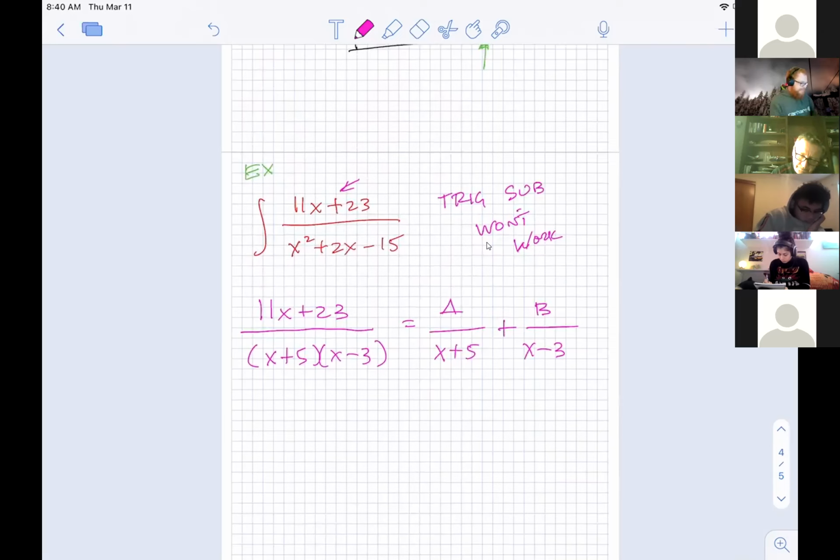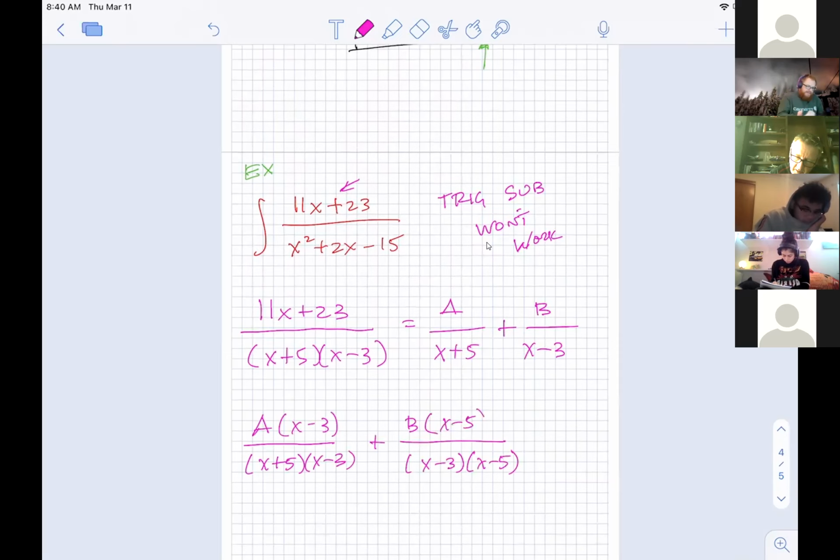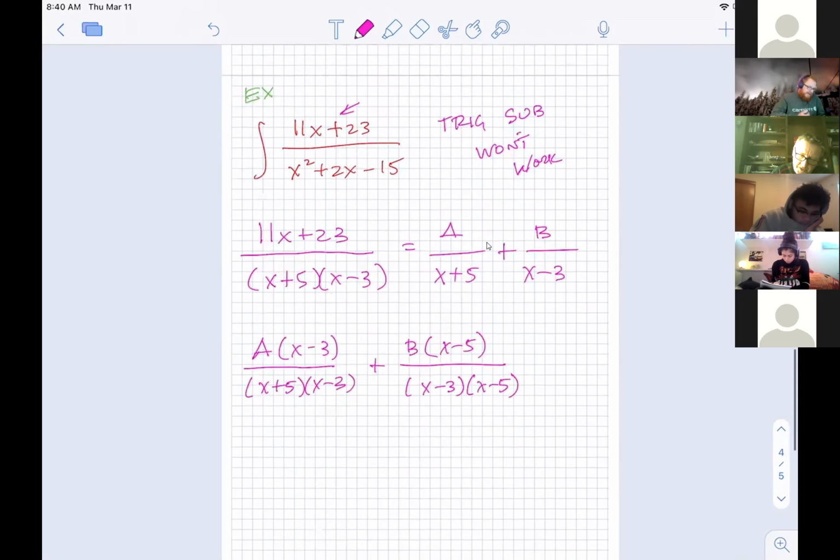And so I do what I did a second ago. If I take A over x plus 5, in order to find a common denominator, I'd have to multiply top and bottom by x minus 3. And for B, which is presently over x minus 3, it would need an x plus 5 top and bottom for a common denominator. And so the question is, if I multiplied this out, if I have A times x.